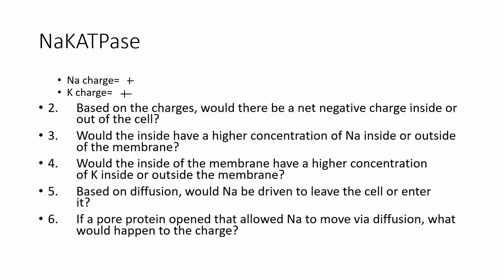Now, as we're pumping 3 sodium out and 2 potassium in, we can see that we're pumping 3 positives out for every 2 positives that go in. And so if we're getting 3 out for 2 in, we're having a net loss of positive charges. So based on the charges, the negative charge would be inside the cell. That means the cell is polar. It has a positive end and a negative end.